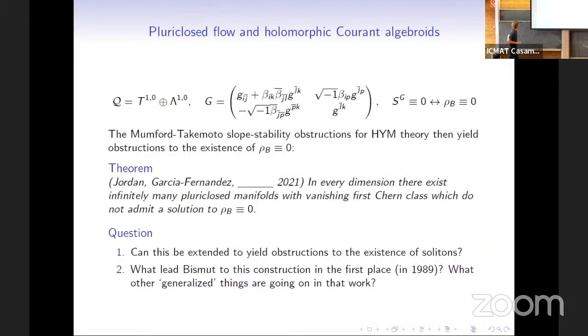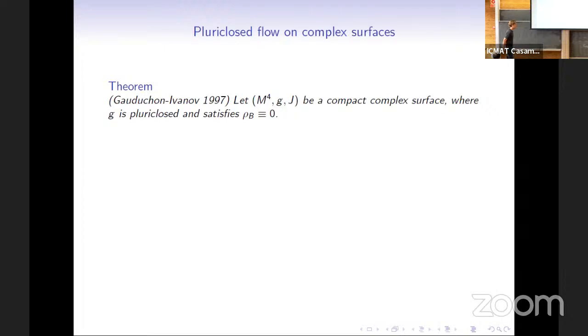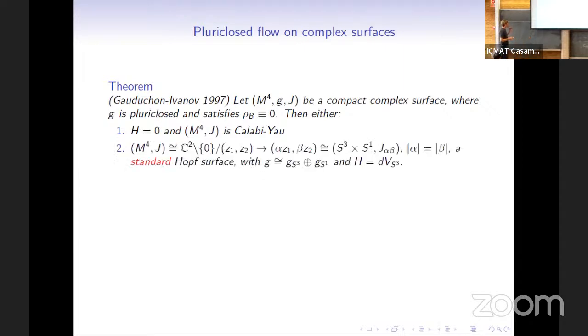Yes, so again, pointing towards guessing at what a Yau theorem could be in these settings. I want to mention this old result of Gauduchon-Ivanov. A lot of the talk will be restricted to complex surfaces. So Gauduchon-Ivanov classify all possible compact complex surfaces which have a pluriclosed metric which is Bismut-Ricci flat. And the answer is pretty simple. Either H is 0 and it's Calabi-Yau, or there's really just one very rigid class of examples, and this is it. It's what's called a standard Hopf surface.